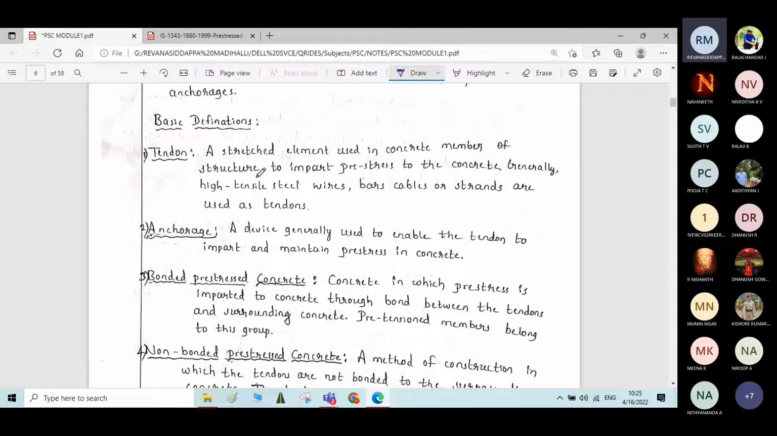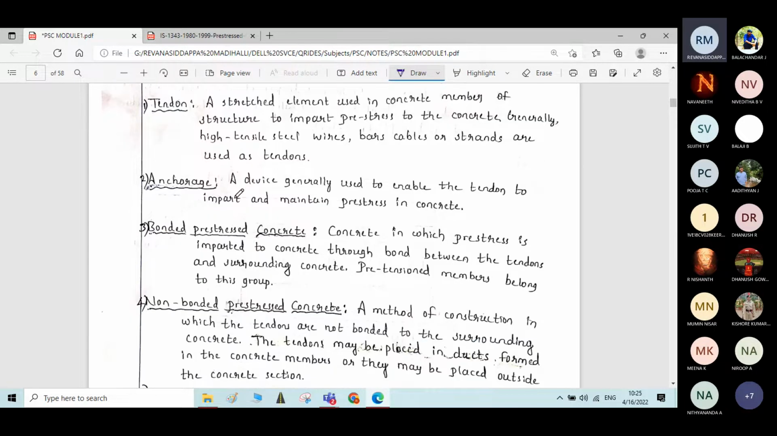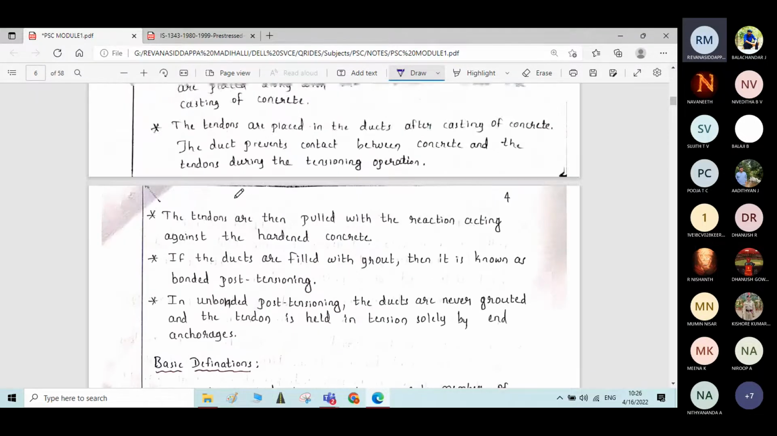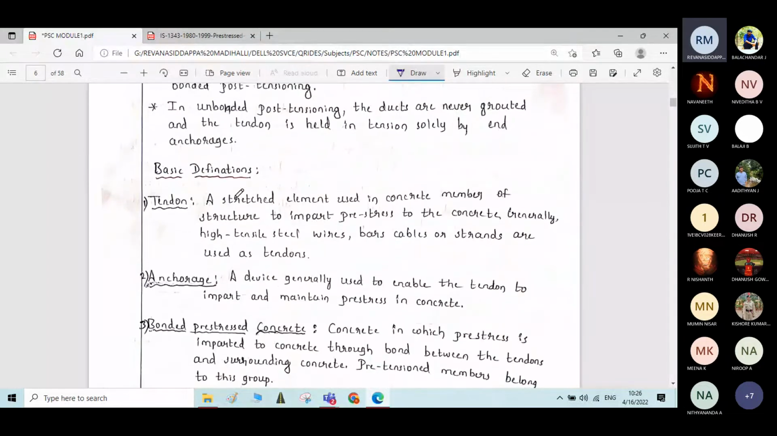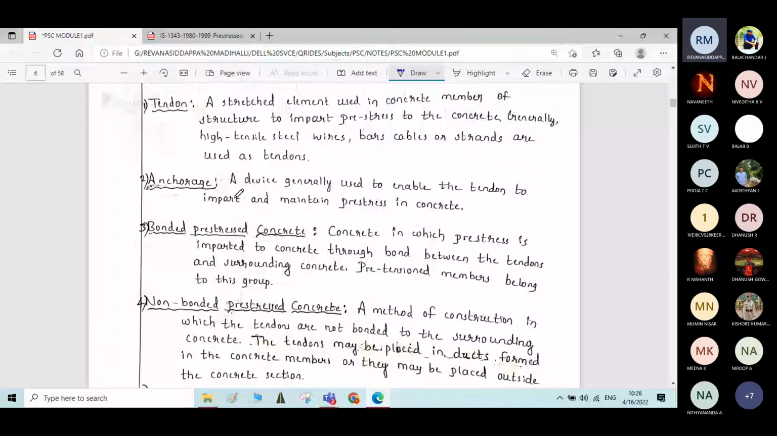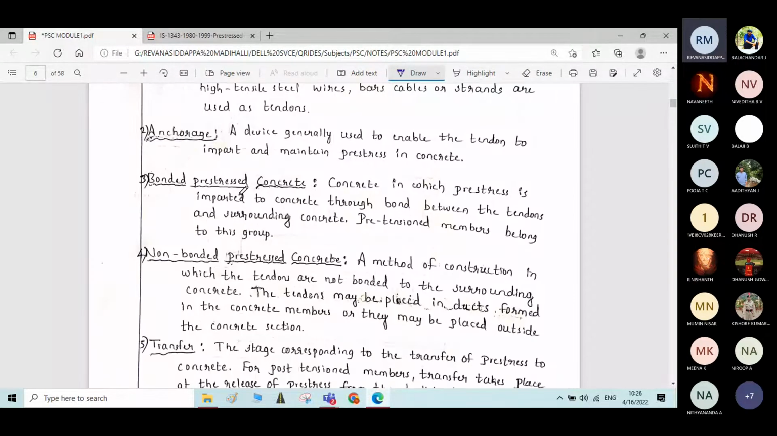Then coming to the next terminology, anchorage. It is a device used to properly anchor the cable on both the sides. In case of post-tensioning, the cable should be properly anchored at its edges. For that we have to use some devices. Those devices themselves are called anchorage.